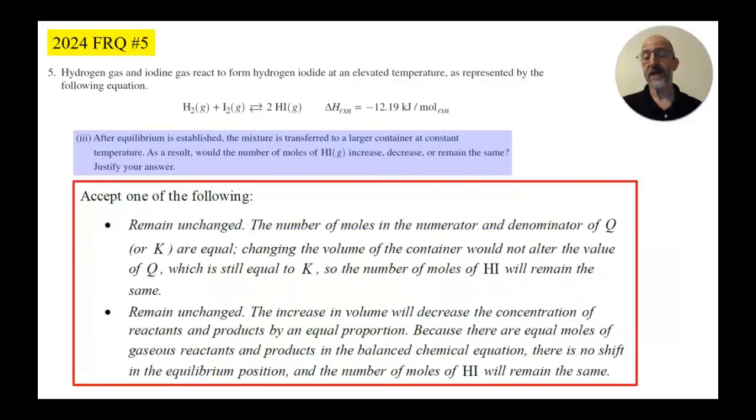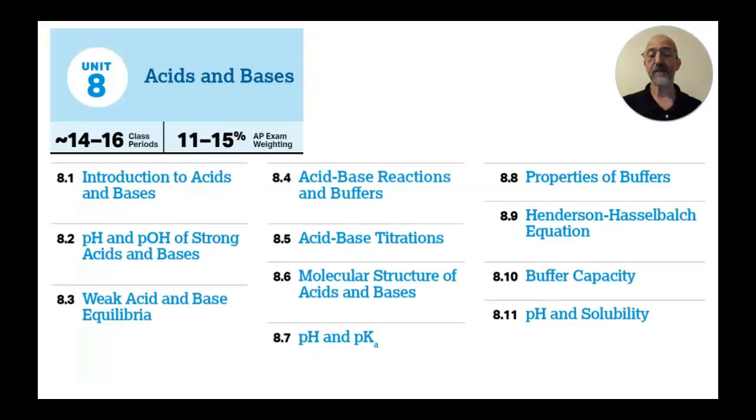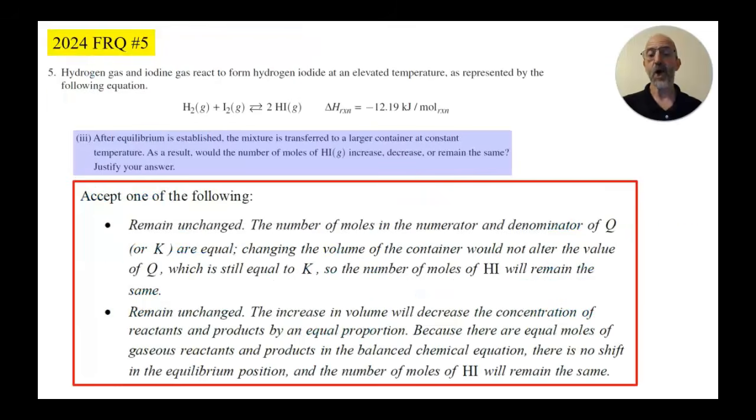So either of these were accepted as far as the official scoring guidelines. The answer is remain unchanged. So one possible justification is that the number of moles in both the numerator and denominator of Q or K are equal. So changing the volume of the container would not alter the value of Q. And if Q remains equal to K, the number of moles of HI remain the same.